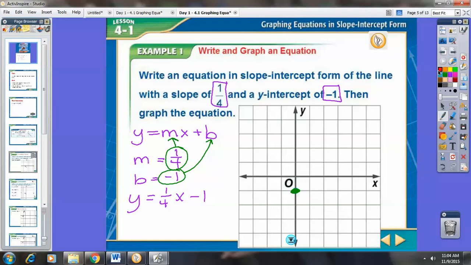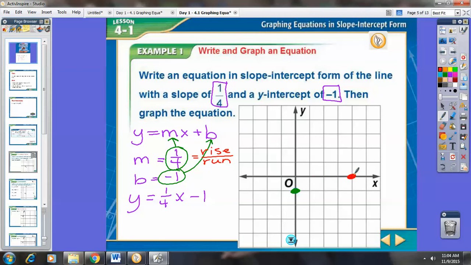If you remember back to chapter 3, slope, m, is rise over run. It's rise over run. So to find points, we're going to rise and run from -1. My rise is +1, so I'm going to go up 1 unit. My run is +4, so I'm going to go right 4. 1, 2, 3, 4, and put a dot.